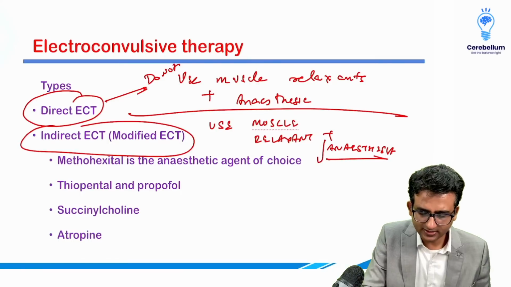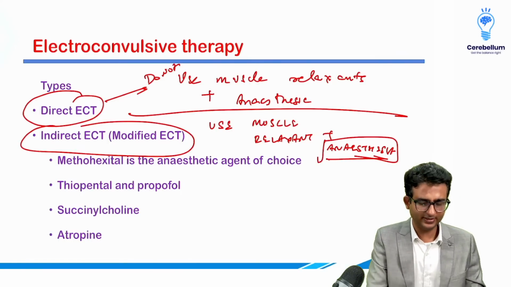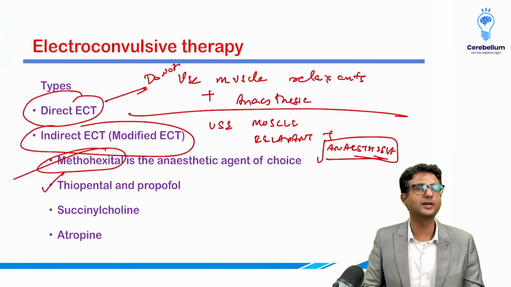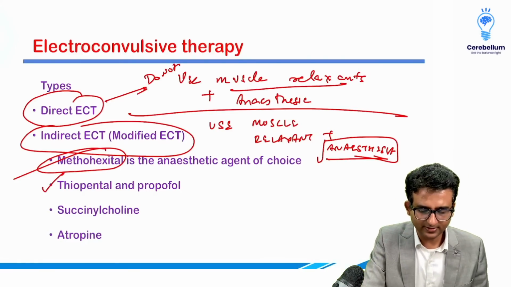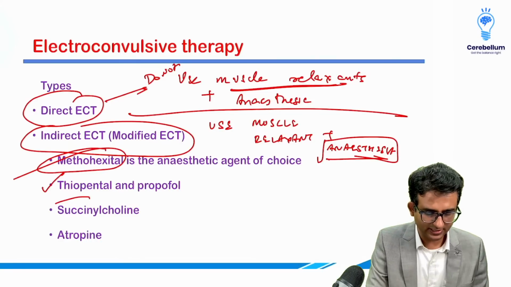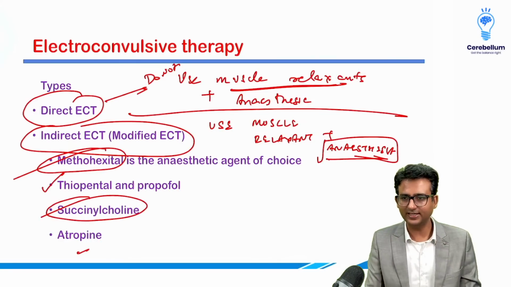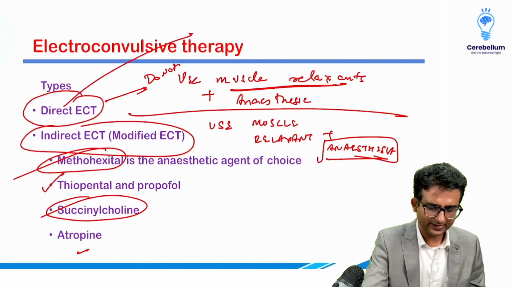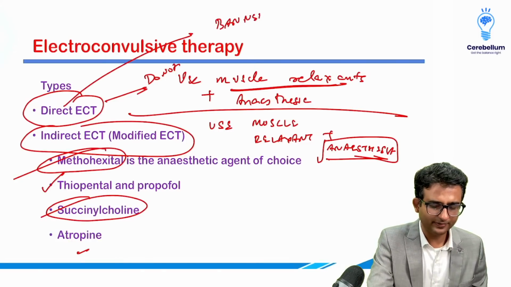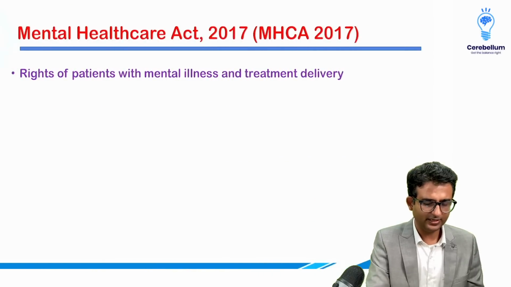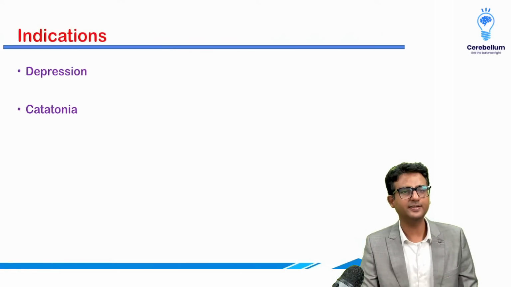Which anesthetic agent is the drug of choice for ECTs? Methohexital. If that is not there in the options, thiopental. Which muscle relaxant is the drug of choice? Succinylcholine. You also give atropine so that the secretions become lesser. Okay, this is the difference. Direct ECT has been banned in India. Recently an act came called the Mental Health Care Act. In that act, direct ECTs have been banned.